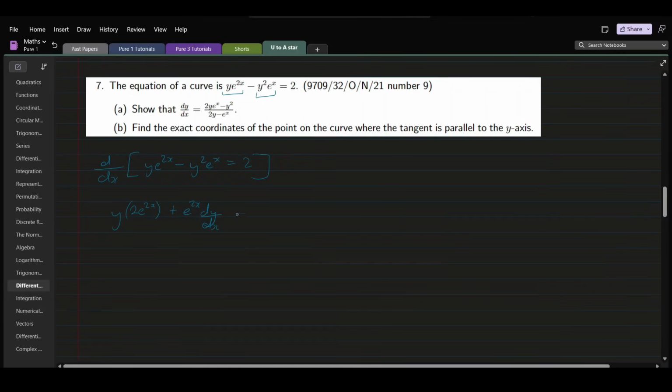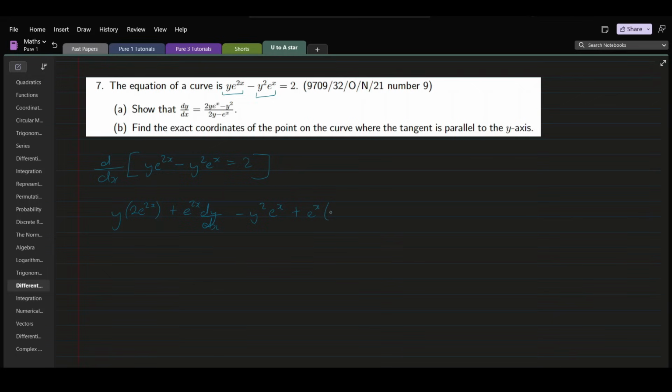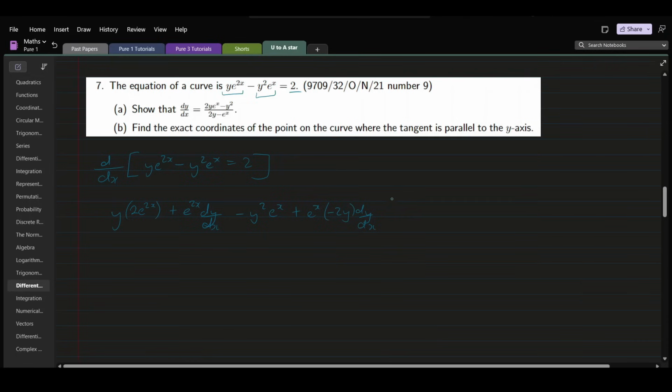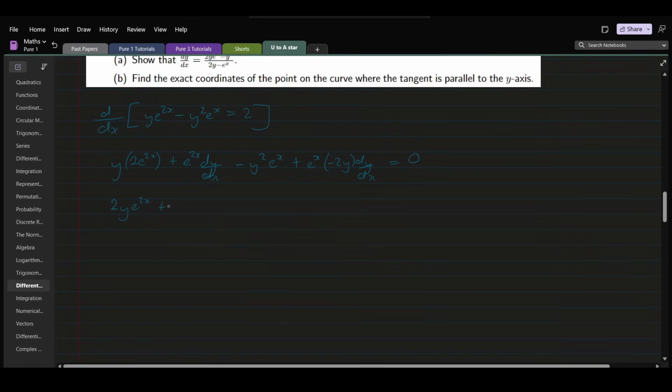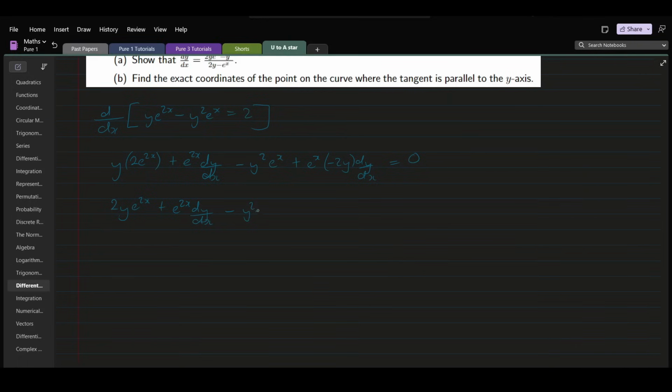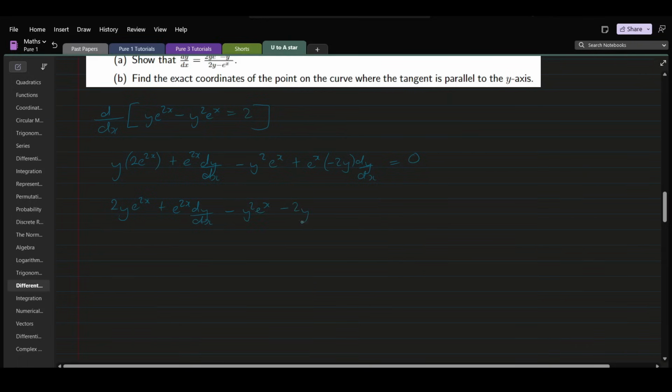Then let's move on to our second term. Let's hold the negative y squared first and differentiate e to the x, so you get e to the x. Then let's hold the e to the x and differentiate the negative y squared, so you get negative 2y dy/dx. If we differentiate 2, we get 0. Let's simplify. We've got 2y e to the 2x plus e to the 2x dy/dx minus y squared e to the x minus 2y e to the x dy/dx is equal to 0.